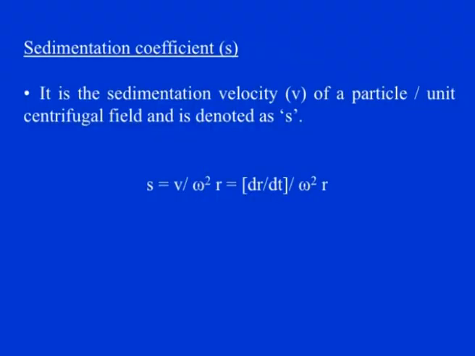Now, there is another term which is quite important, that is the sedimentation coefficient. The sedimentation coefficient is the sedimentation velocity of a particle per unit centrifugal field. So, it could be expressed as the sedimentation rate or velocity of a particular particle per unit centrifugal field, and denoted by this equation: small s equals v, the velocity, upon omega squared r. The sedimentation coefficient is another important part, and as we will see, the sedimentation rate could be expressed in terms of the sedimentation coefficient.